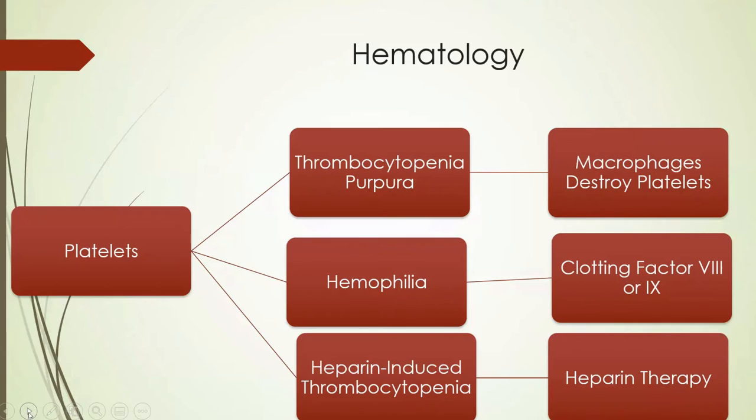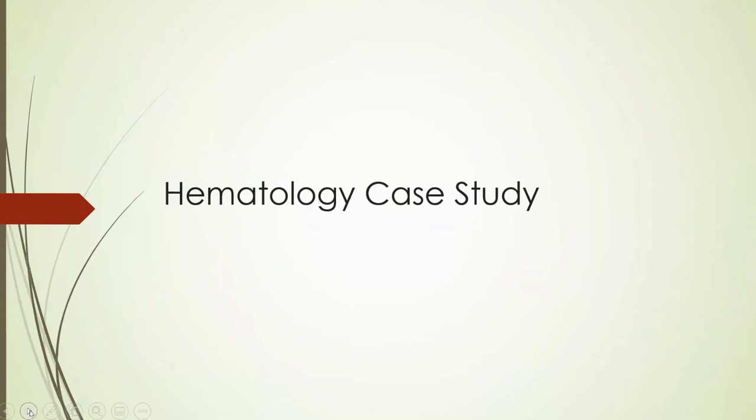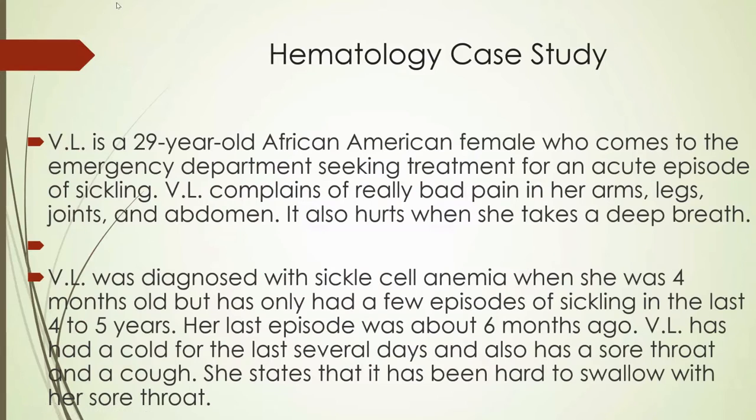So I'm going to do the first case study here. So hematology. I'm going to involve a patient named VL. And she is a 29-year-old African-American female who comes to the emergency department seeking treatment for an acute episode of sickling. So she has a diagnosis of sickle cell anemia. So she complains of really bad pain in her arms, legs, joints, and abdomen, and it hurts when she takes a deep breath. And she was diagnosed with sickle cell anemia when she was 4 months old, so quite young.